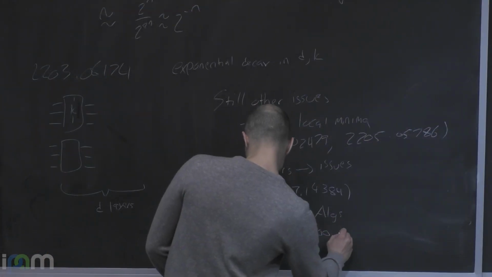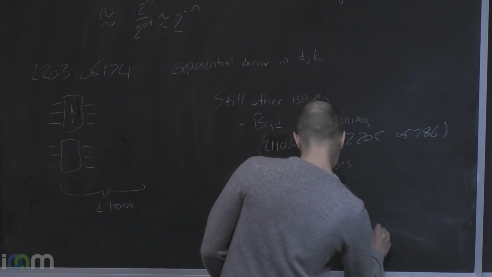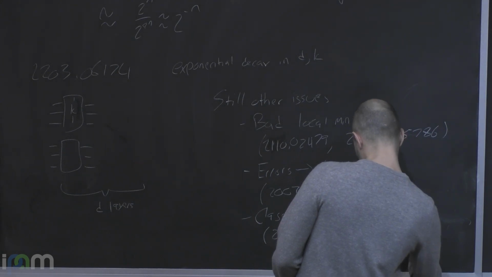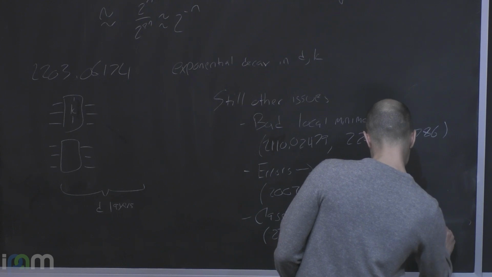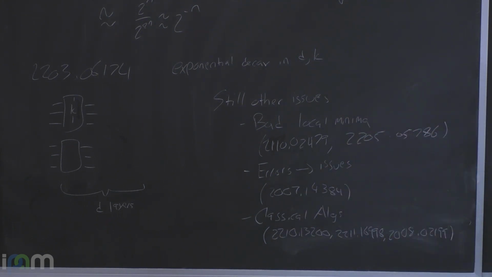2210.13200, 2211.16998, and 2008.02199. So a lot of times people say, look, we figured it out. There's a problem here that we can solve, but then someone else says, there's already a classical algorithm. And this has happened quite a few times.